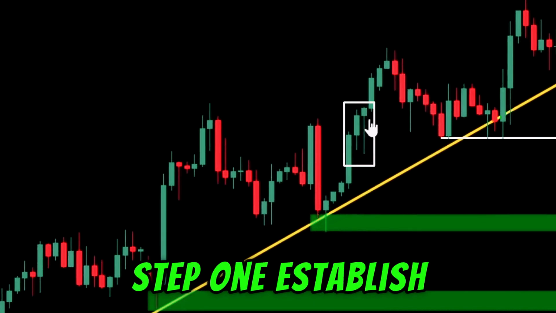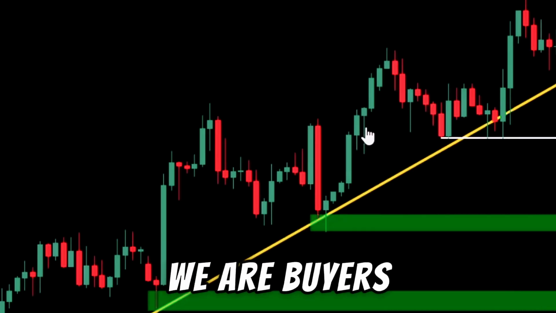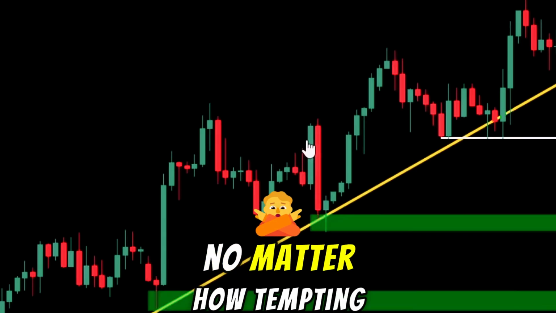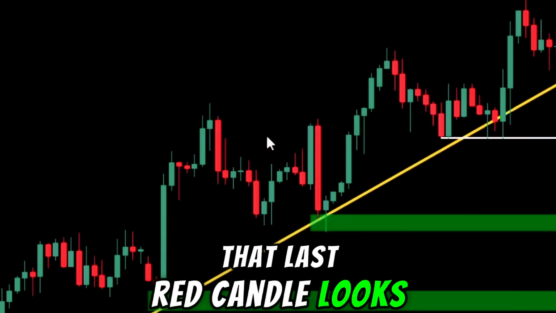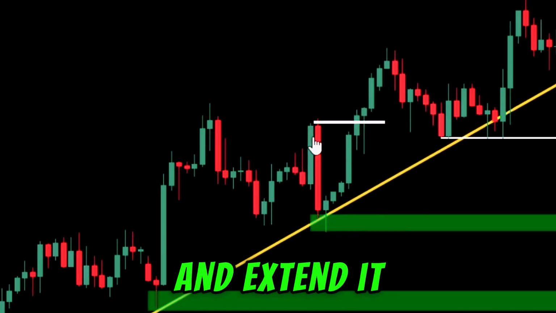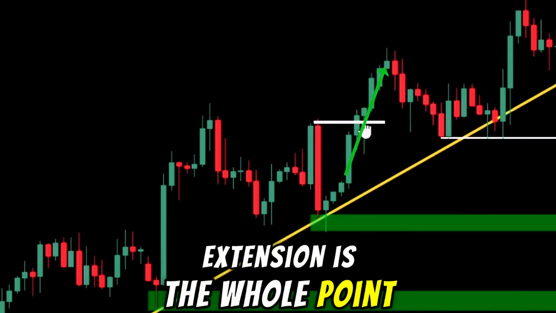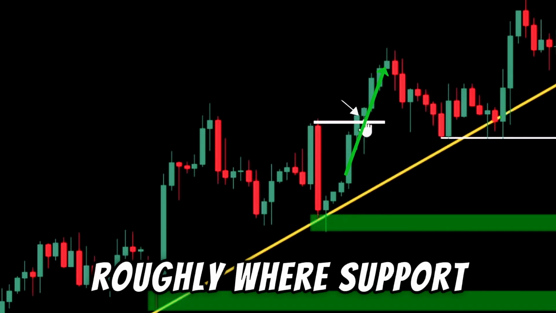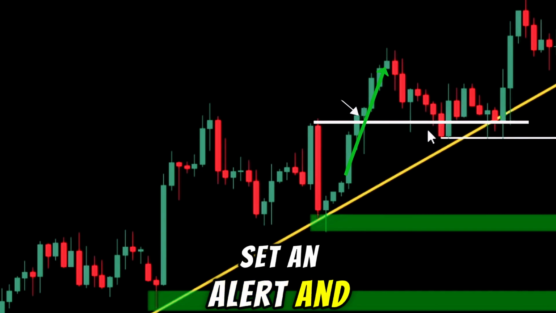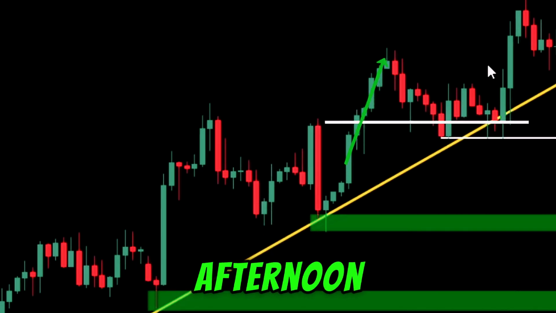Step 1. Establish the trend. Higher highs and higher lows on the hourly, we are buyers only. We are not looking for shorts today, no matter how tempting that last red candle looks. Step 2. Draw the line under the swing lows and extend it to the right, into empty space. That extension is the whole point. It tells you roughly where support will be in 6 hours' time, which means you can set an alert and go and live your life instead of staring at a 5-minute chart all afternoon.